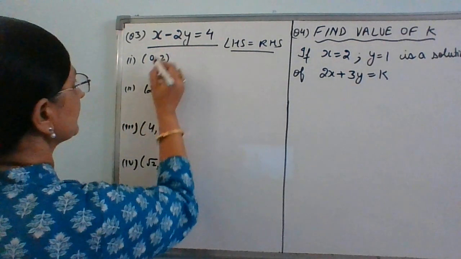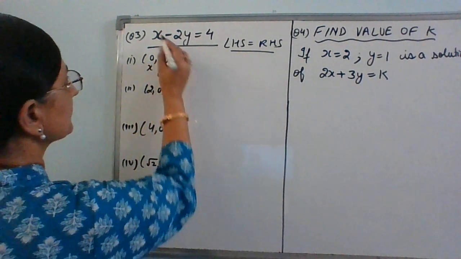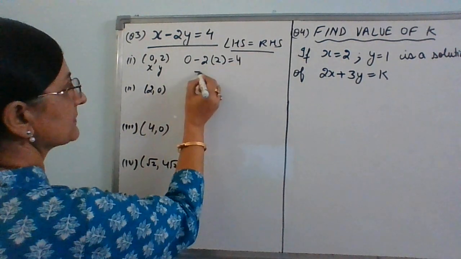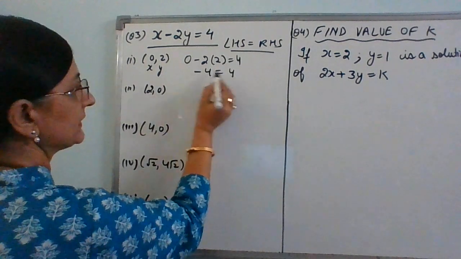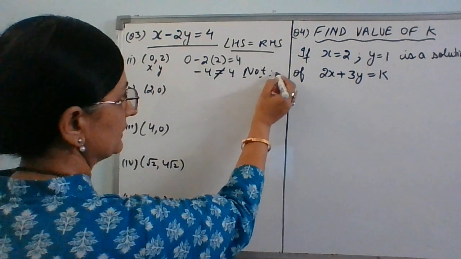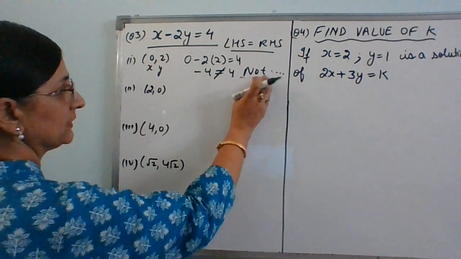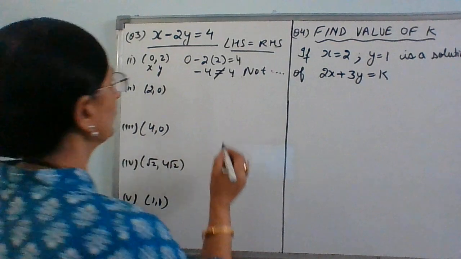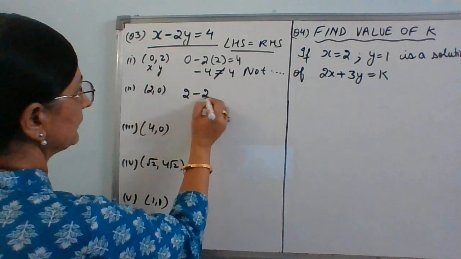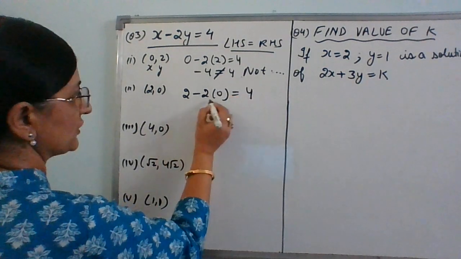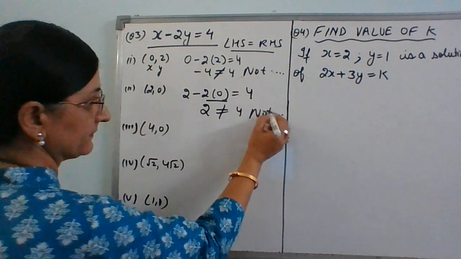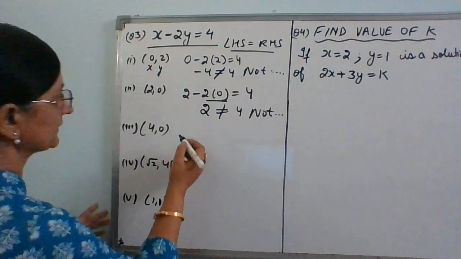Now here, the first is x and this is y, right? So x is 0, y here is 2, 4. It becomes minus 2 times 4 equals 4. Minus 4 is not equal to 4. So no, this is not a solution. Not a solution, I'm writing that. Now here, second one. Let us substitute x as 2 and here y is 0, 4. Let us check. This becomes 0. Here it's 2, here it's 4. No, not a solution, right? It's not a solution.